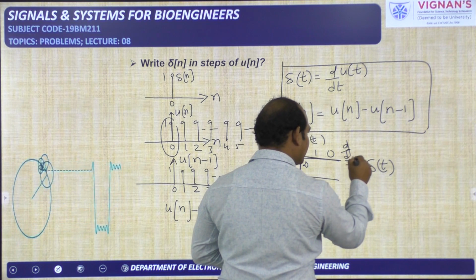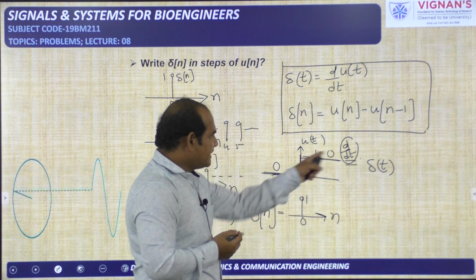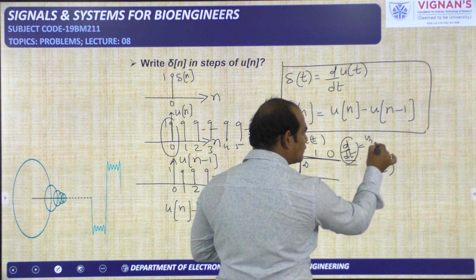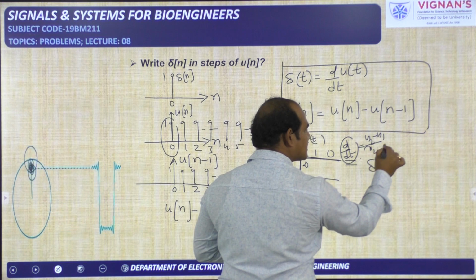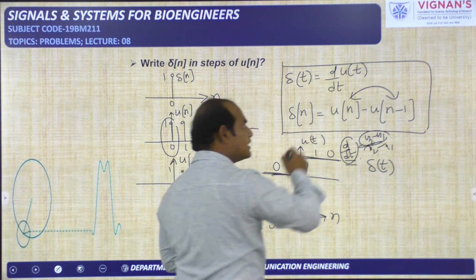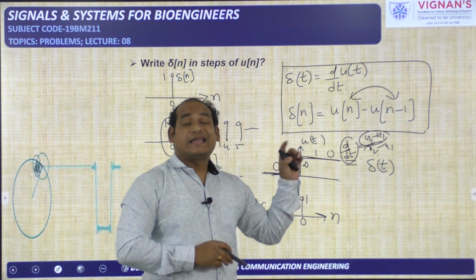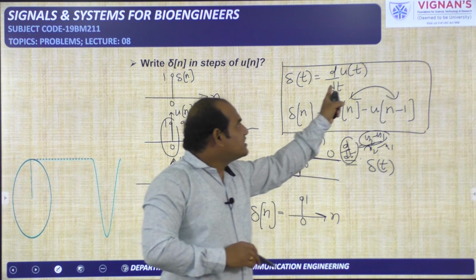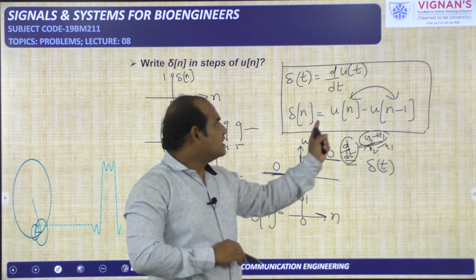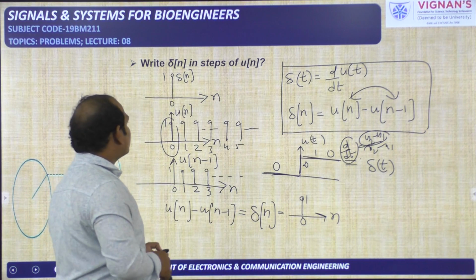We did d by dt here. Upon this signal we have applied the derivative operator, and you got del of t. So d by dt of u of t will provide del of t. What is that? d by dt means if you give the coordinates, y2 minus y1 by x2 minus x1. So the difference between two things will provide the differential version. In the discrete domain also it is the same thing. In the continuous domain we say differential equation, and in the discrete domain we say difference equation. Like this you can remember.